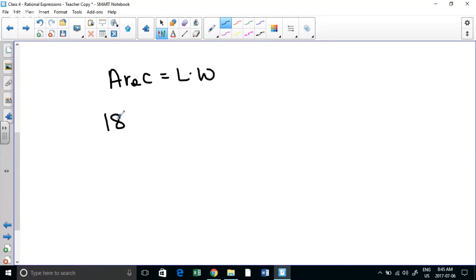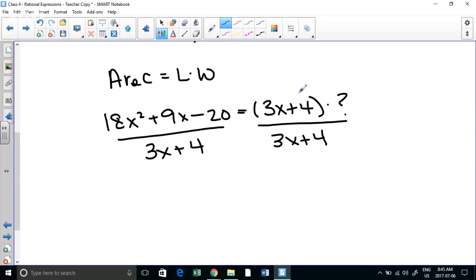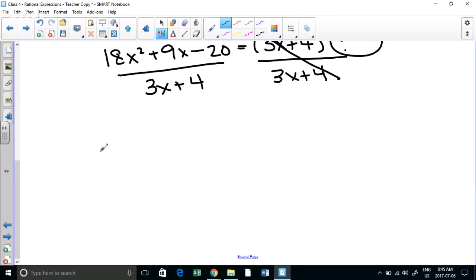So I know that 18x squared, talking about what my area is, x squared minus 9x plus 9x minus 20 to be 3x plus 4 times something. I don't know what that something is. But if I just divide both sides by 3x plus 4, I can figure out what this something is going to be. Now, when I divide by 3x plus 4, we now know that I have to set this up as a long division.